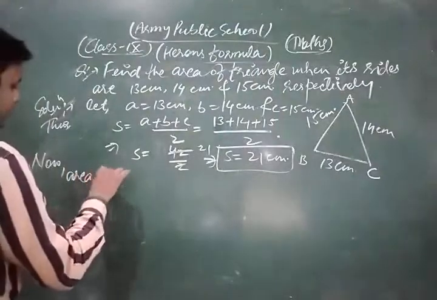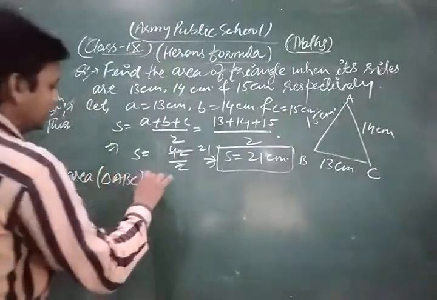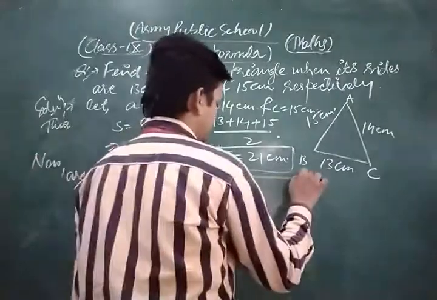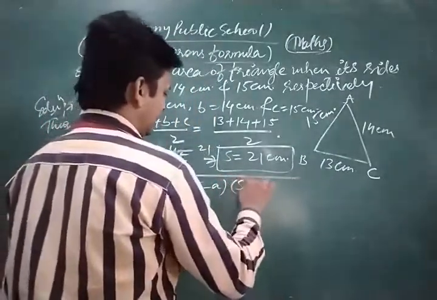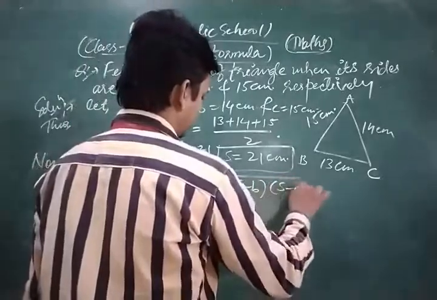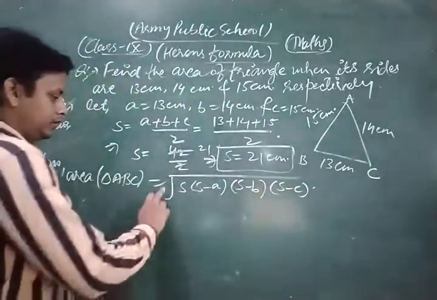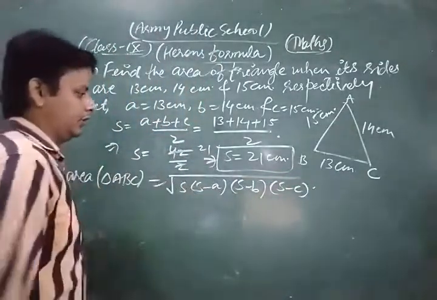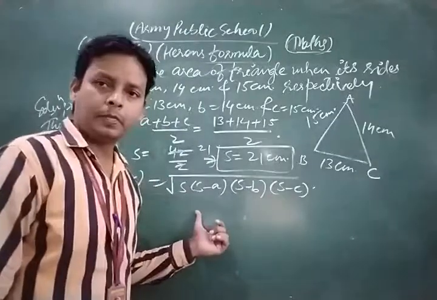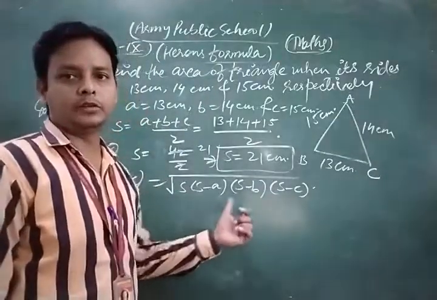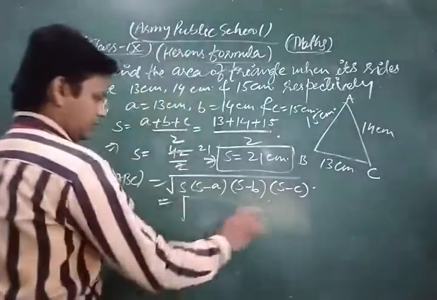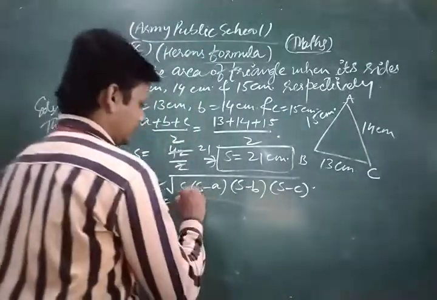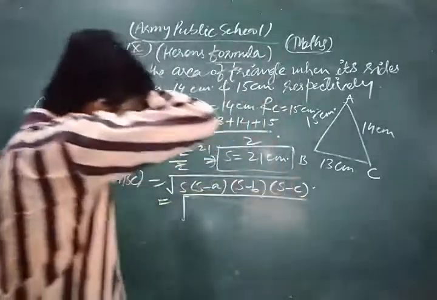Now the area of triangle ABC by using Heron's formula means root of S into S minus A, S minus B and S minus C. So now for that, in the formula we put the values.